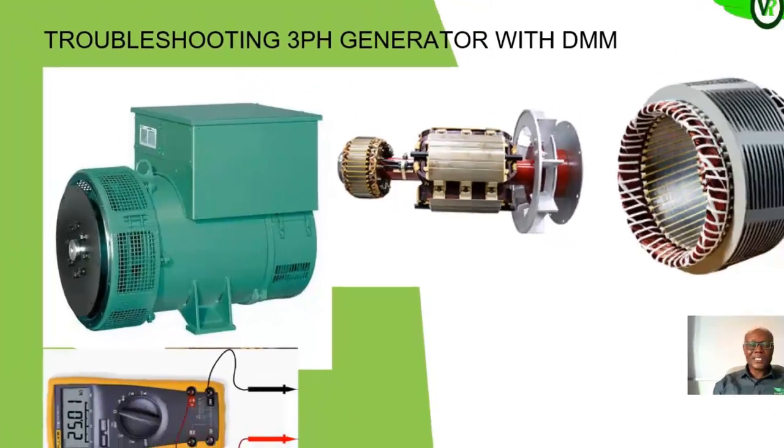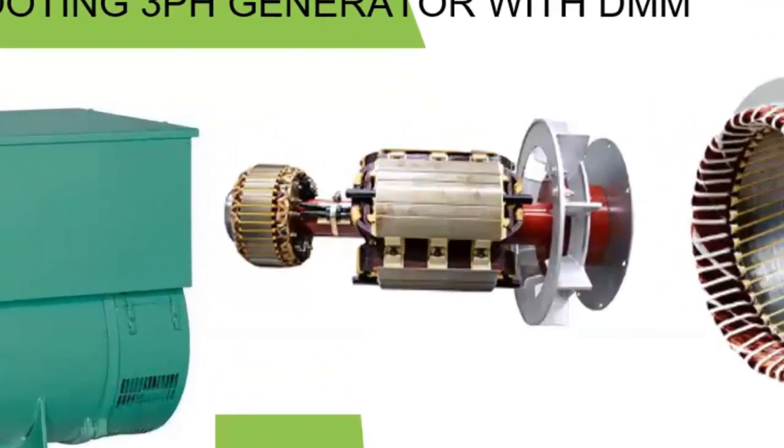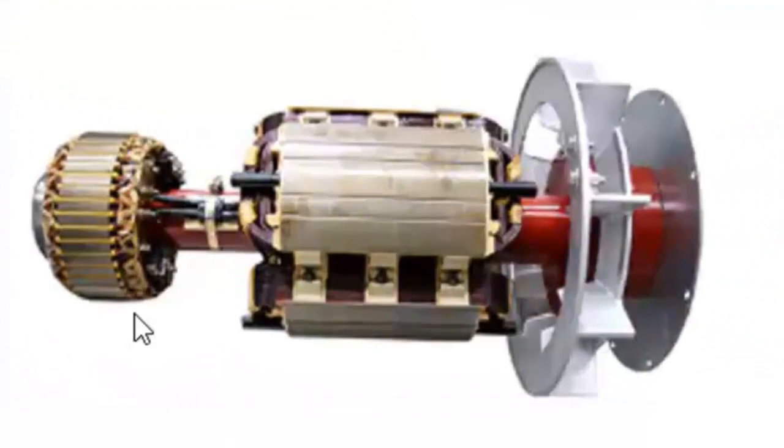So it is sending the excitation voltage, the voltage responsible for magnetizing the field winding, to the field winding. The voltage that is expected to go to the field winding is supposed to be a DC voltage. And the voltage that is produced by this armature is AC.